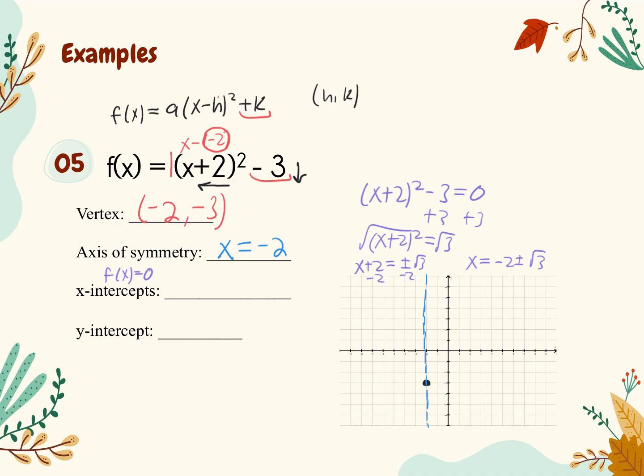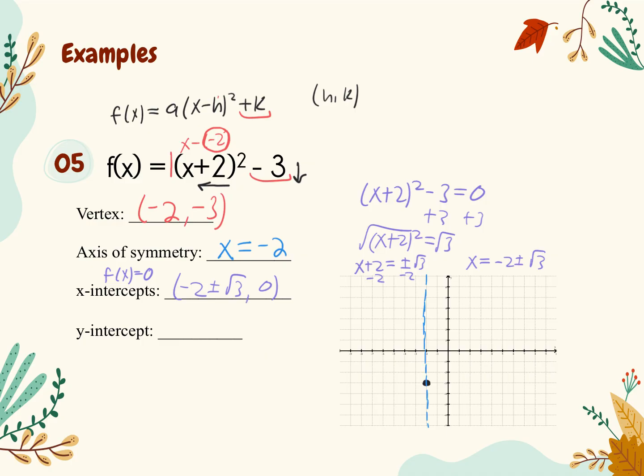Looking at a graph, you're probably not going to have to accurately graph those points. I know that that's kind of a strange point. If you put it in a calculator, it's going to give you some decimal answer. But let's put it in an ordered pair, right? An intercept is always going to be written as an ordered pair. So it's going to be negative 2 plus or minus the square root of 3, comma 0.